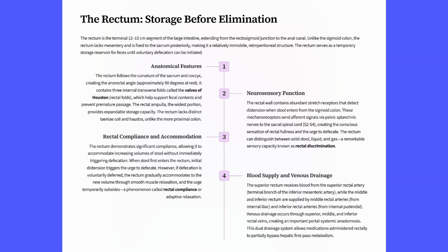The rectum serves as a storage site before elimination. Anatomically, it's the terminal 12 to 15 centimeters of the large intestine, extending from the sigmoid colon to the anal canal. It has 3 lateral curves called the valves of Houston. Neurosensory function is provided by stretch receptors that detect rectal distension and signal the need for defecation. Compliance and accommodation allow the rectum to expand and store feces without significant pressure increase. Blood supply comes from the superior, middle, and inferior rectal arteries. Venous drainage occurs through the rectal venous plexus, connecting portal and systemic circulations.